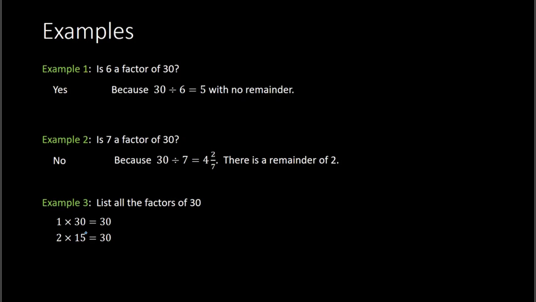And then we keep thinking through, okay, what else would multiply to get 30? Well, 3 times 10 would also equal 30. So that means 3 and 10 are also factors of 30. 5 times 6 equals 30. So 5 and 6 would also be factors of 30. So all the factors of 30 are seen here on the left. We have 1, 2, 3, 5, 6, 10, 15, and 30. Those are all the factors of 30.